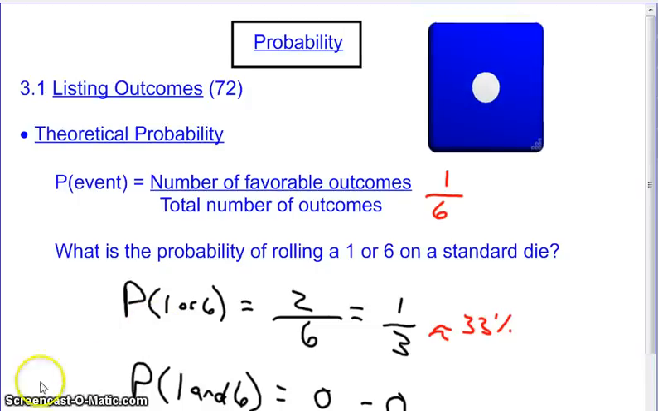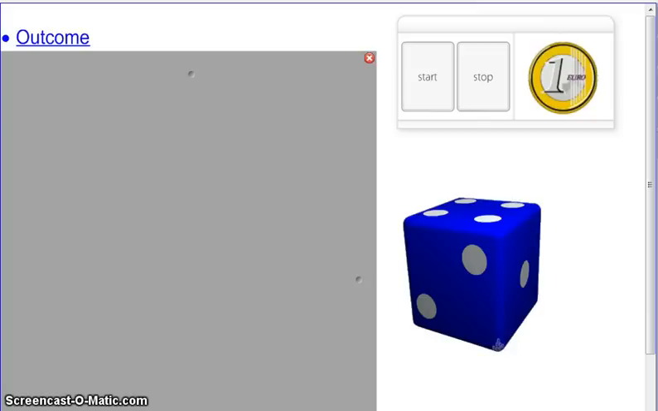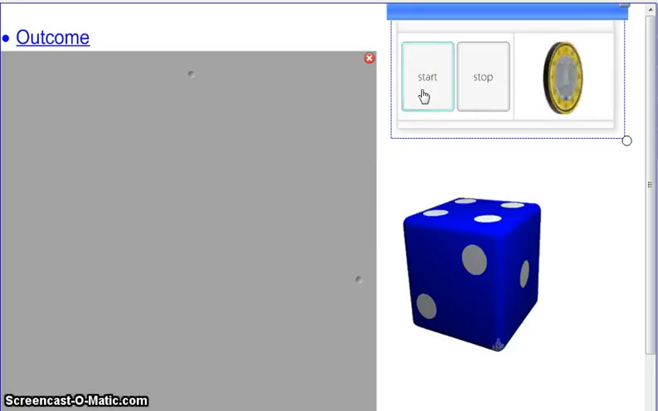Now an outcome. An outcome is simply the possible result from an event. So if I flip a coin, possible outcomes are heads or tails.